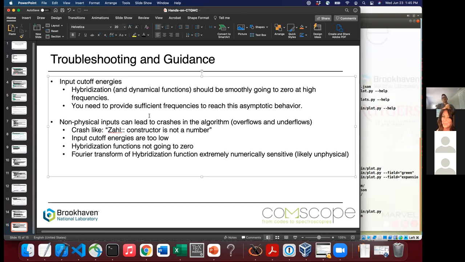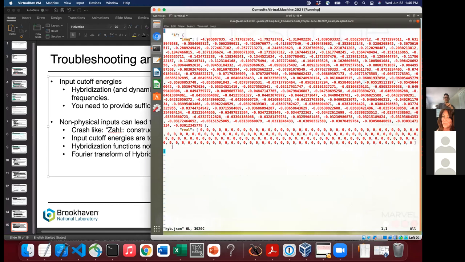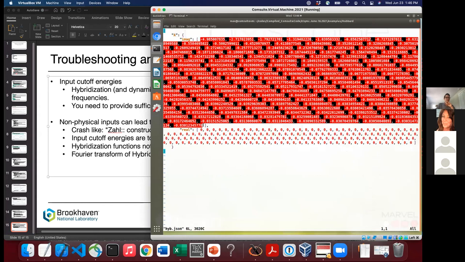So it's better to err on the side of caution. There's really no penalty to providing, in this case, way more than I need. I forget exactly how many components I put in here. If you were to plot this, it would be well into the asymptotic region, and that's fine. Unlike the cutoffs for measurement, we know this function to high frequencies in the DMFT code probably, and there's no measurement error associated with those high frequency components.